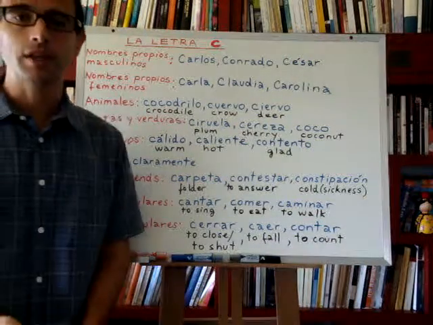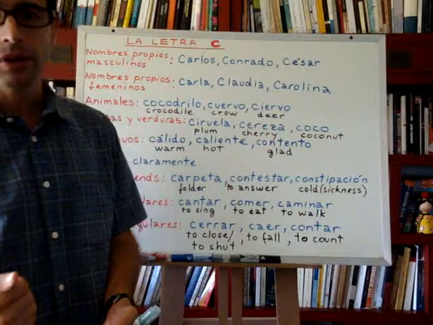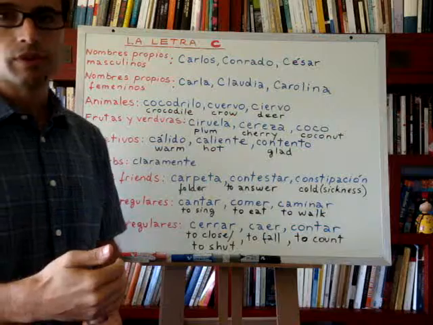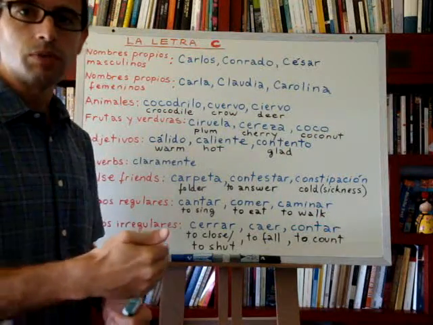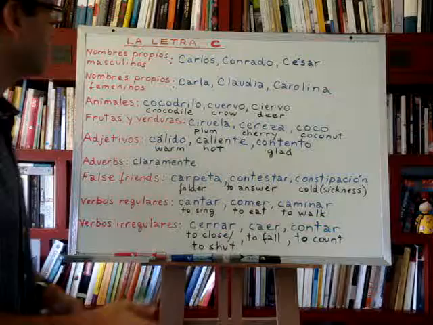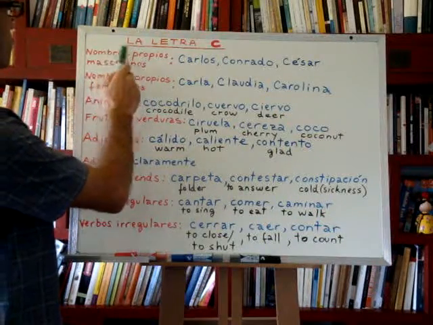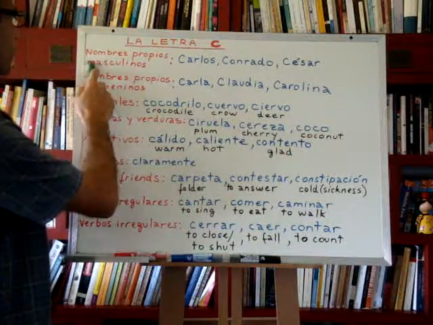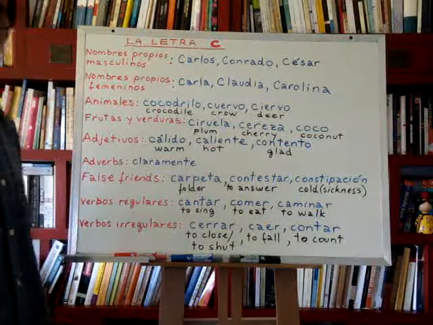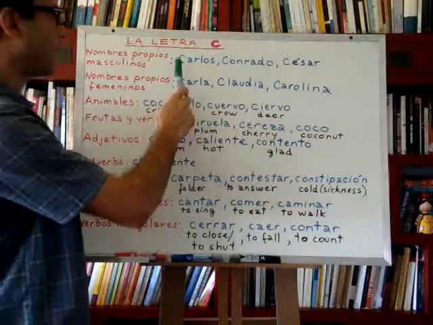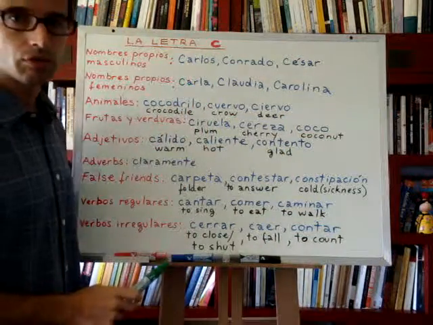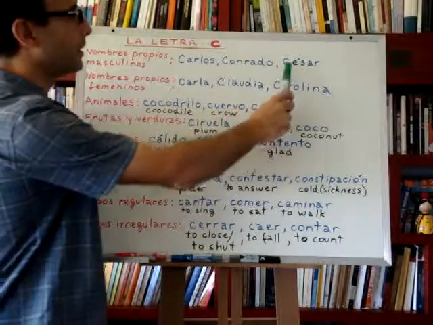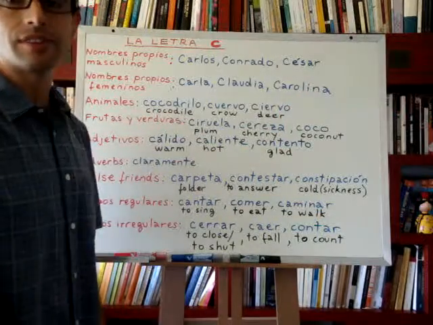So remember that in Spanish first goes the noun and then goes the adjective, okay? The adjective that relates more closely to the noun goes first, right? In this case, given names, nombres propios. And later comes the description masculine, right? So masculinos goes afterwards, okay? So we have Carlos, Carlos, Conrado, Conrado, and César, César.